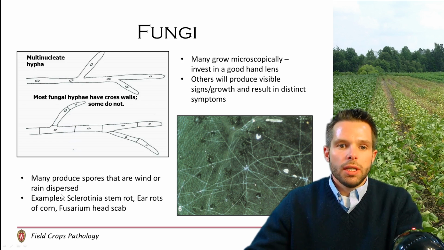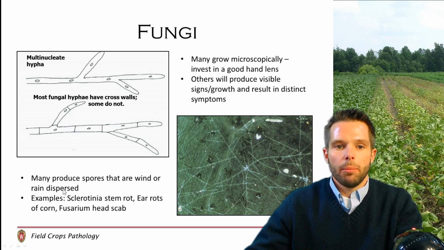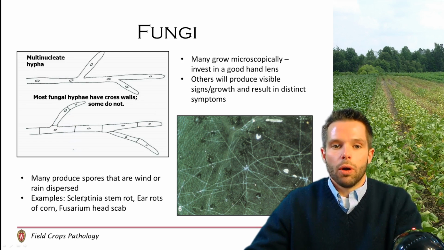Now, fungi are mostly spread by spores, which can be moved around by wind or even water or rain dispersed. A couple of examples in field crops are Sclerotinia stem rot of soybean, some of the ear rots of corn, and also Fusarium head scab in wheat.